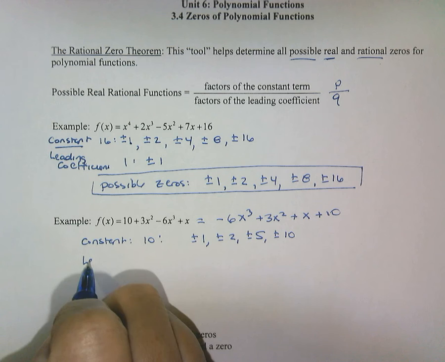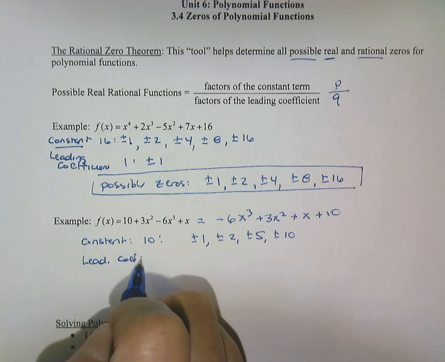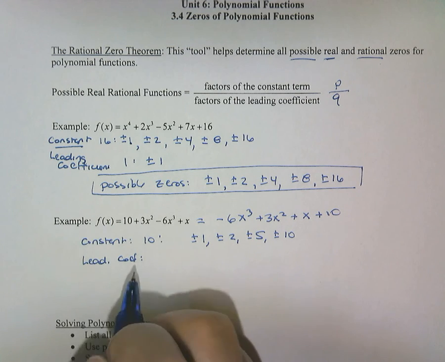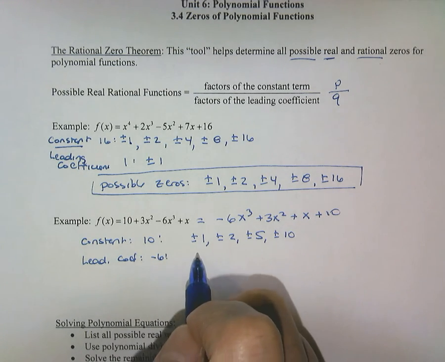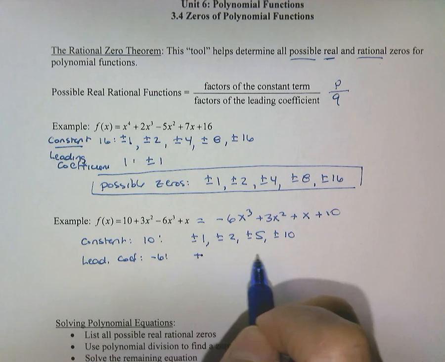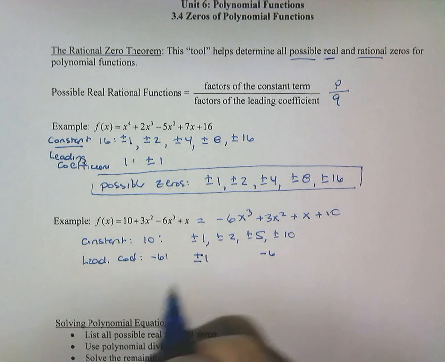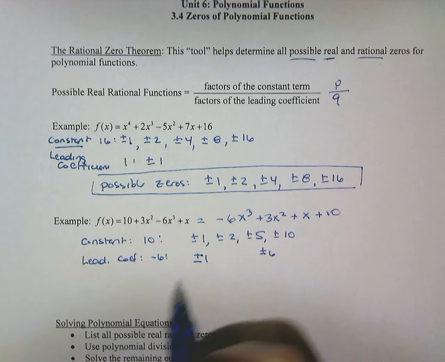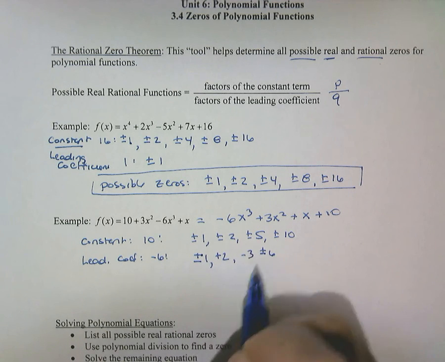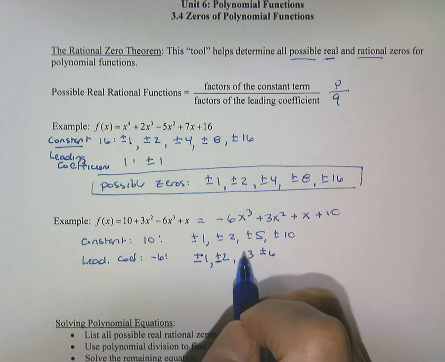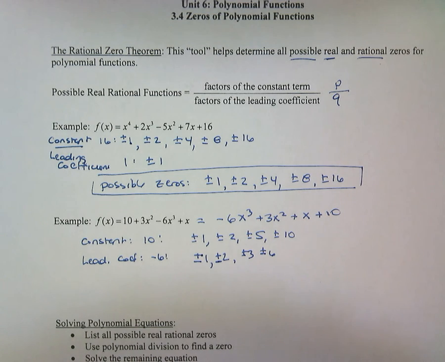And then my leading coefficient is going to be 6, well, -6. But it doesn't matter if it's positive or negative. So I could have a positive 1 times a -6. I could have a -1 times a positive 6. I could have a positive 2 times a negative 3. I could have a negative 2 times a positive 3. So those are my numbers.